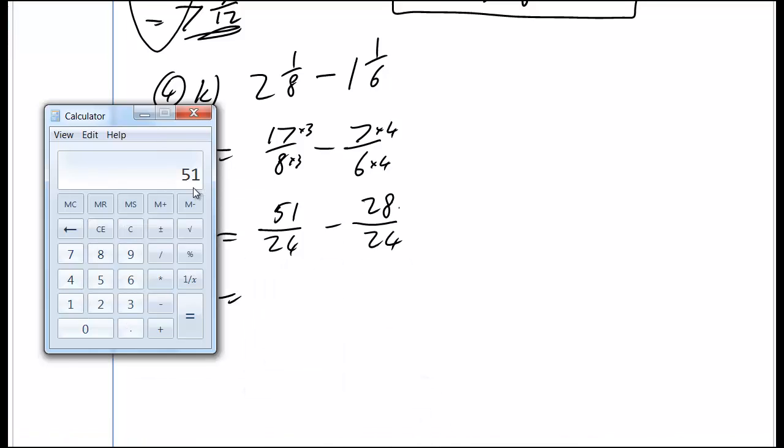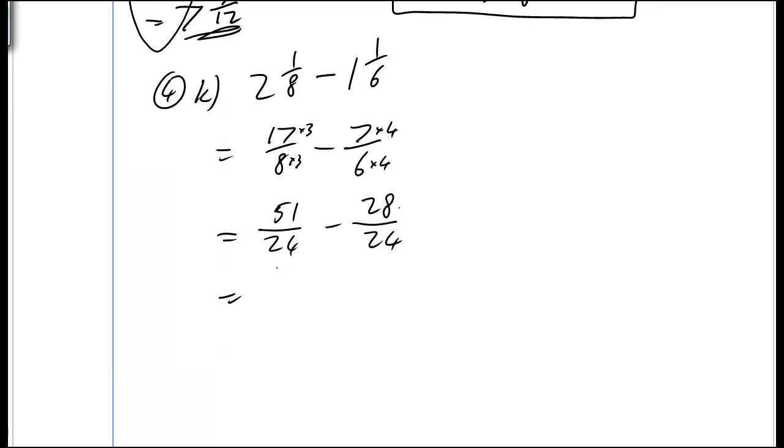Tim, I've got a brain freeze. 51 take 28. 23. There you go. So it's going to be 23 over 24. So what I want you to do is have a go at number 4, okay, and then watch a bit more of the video.